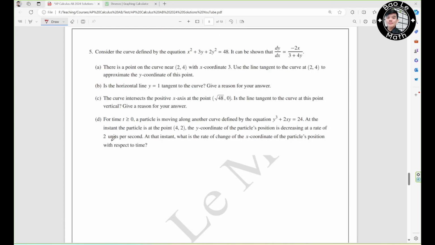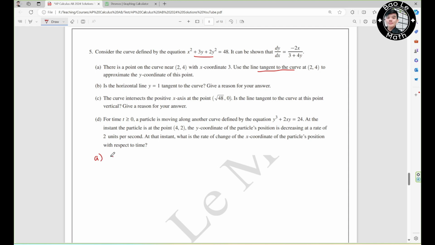Let's move on to question number 5. Consider the curve defined by the equation x squared plus 3xy plus 2y squared equals 48, and the derivative of this is negative 2x over 3x plus 4y. There is a point on the curve near (2, 4) with x coordinate 3. Use the line tangent to the curve at (2, 4) to approximate the y coordinate of this point. So, question A.